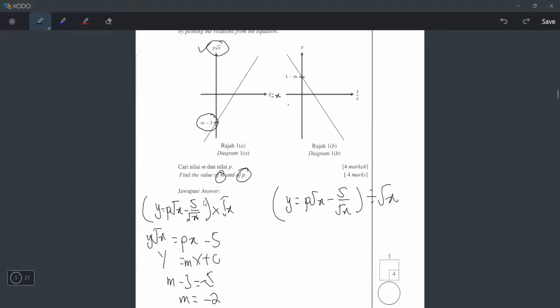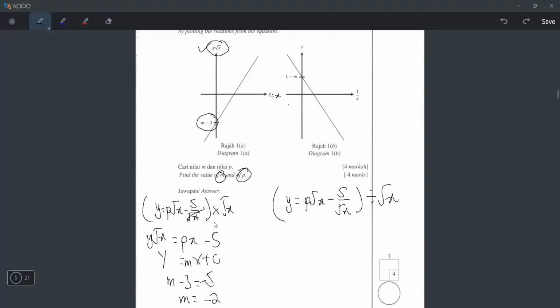Let me explain. Because I told you just now, there are two ways to make this equation linear. The first way is by eliminating this square root x here, and the second method is by eliminating this square root x. Because for linear form, you cannot have x appear twice on the right hand side. Like this equation, the x cannot appear twice on the right hand side. It can appear once on the left, once on the right, but it cannot appear twice on the right hand side. So this is an example of a linear form equation.